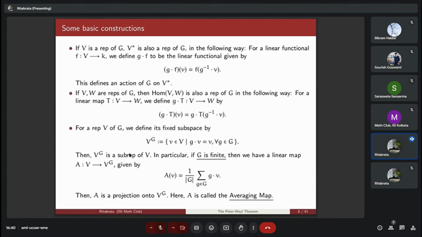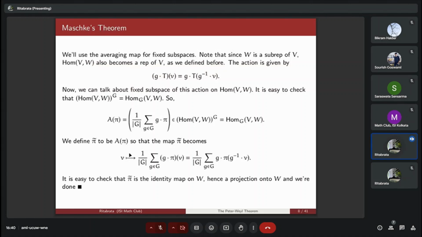That is, given any linear map, we can take its image under the averaging map, and this image will be a G-linear map from V to W. We can think of this as averaging a map to make it a G-linear map. So A of pi will be 1 by the size of the group, times the summation of g dot pi. But this dot is the action of G on Hom(V, W), because the averaging map is from Hom(V, W) to its fixed subspace. Now how does G act on pi? According to the previous definition, g dot pi of v should be g dot pi of g inverse dot v.